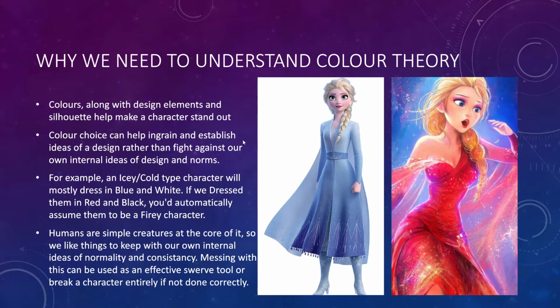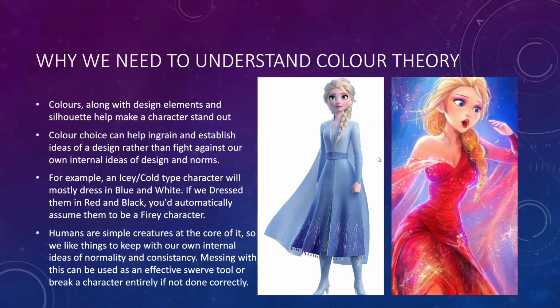So we need to understand colour theory. So why have I got two pictures of Elsa? Because colours along with design elements and silhouettes make a character stand out. Colour choice can help ingrain and establish ideas of a design rather than fight against them and their own internal ideas of design and norms. So an icy cold type character will mostly dress in blue or white.